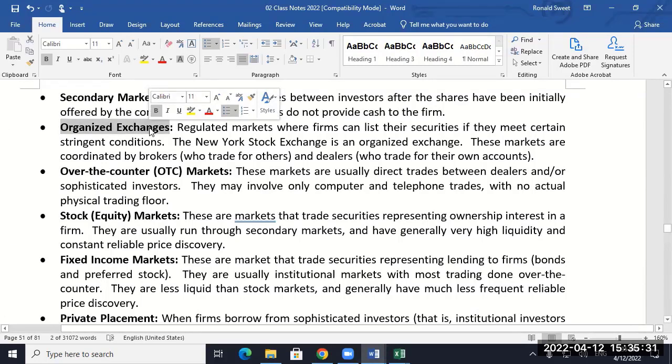We have organized exchanges, like the New York Stock Exchange. Most of them now are electronic. So I know if you go down to downtown New York, the New York Stock Exchange is there. There's a really cool place you can get a picture where it has the Wall Street sign and the stock exchange. You want to get your picture there.